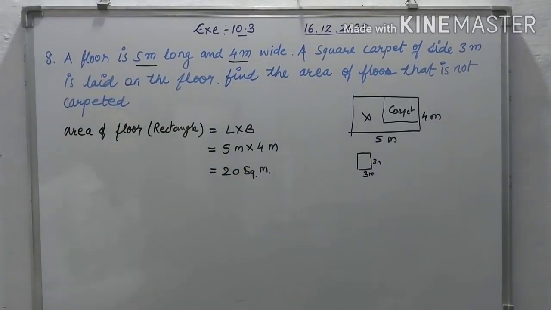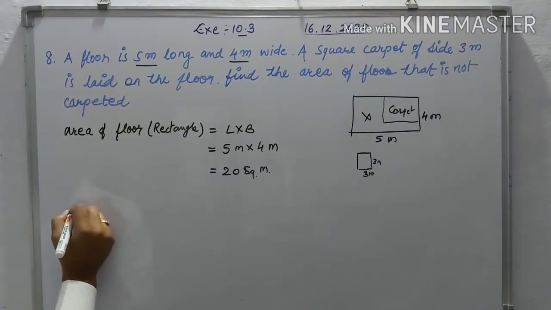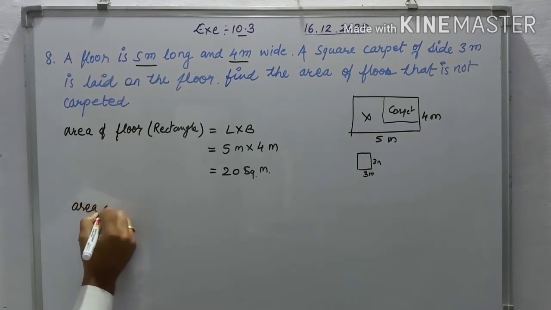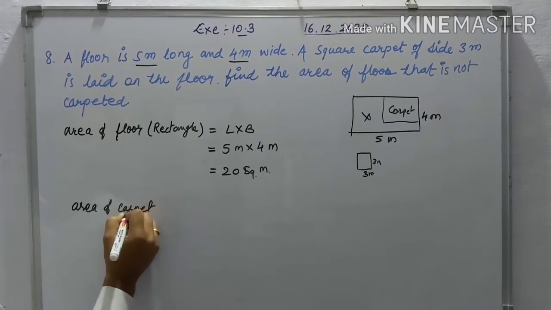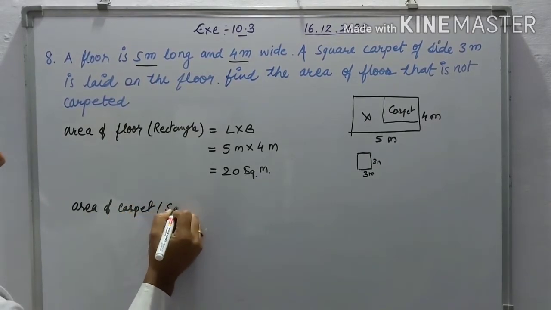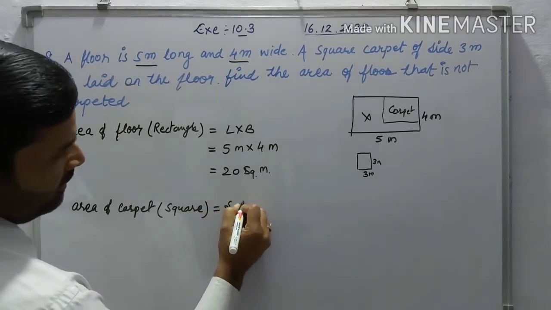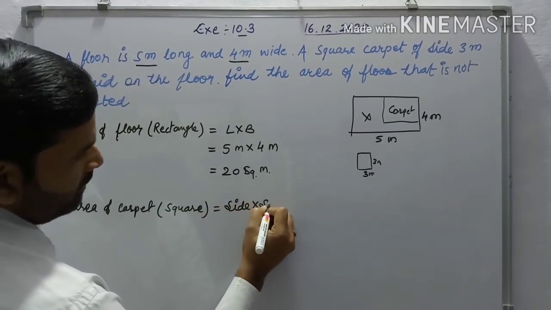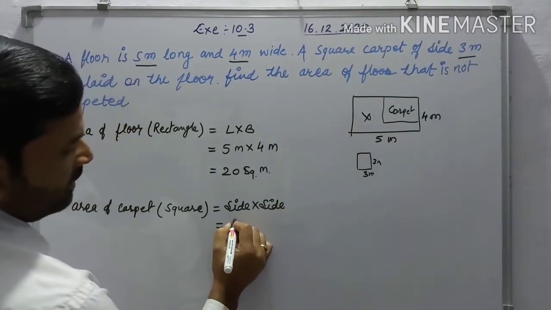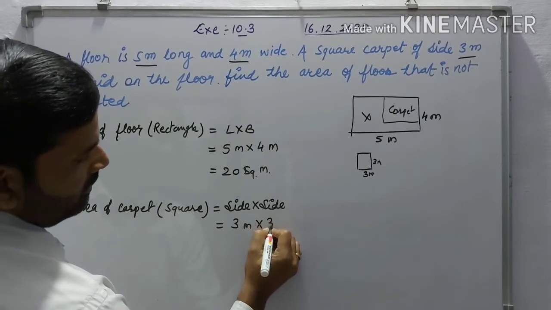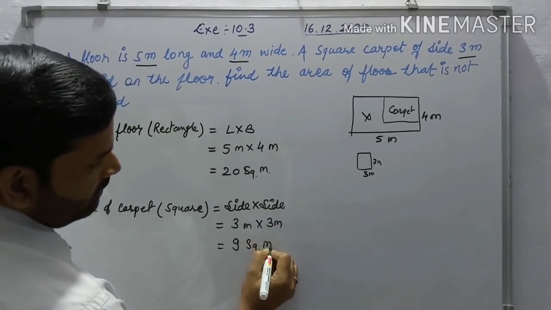Okay, and second is a square carpet of the given side. So you write the area of carpet. The area of the carpet is in the form of a square. It means side into side. Side into side, the side is given as 3 meter. 3 meter into 3 meter is equal to 9 square meter.